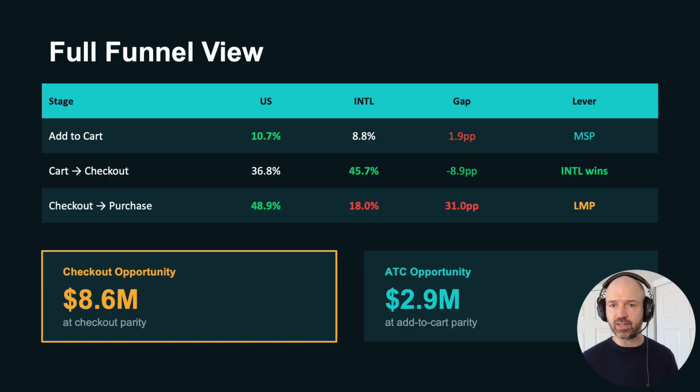So these are FlavorCloud products. If you're having an issue with add to cart, we recommend our market-sensitive pricing product. I'll talk about that in a future slide. Same with the checkout and purchase conversion rate. We recommend the Localized Market Pricing product. And so you can see the breakdown again, that $11.5 million that we keep coming back to, 8.6 million of that comes from the checkout to purchase conversion rate, and then 2.9 million of that comes from just increasing the percentage of shoppers who add something to the cart.